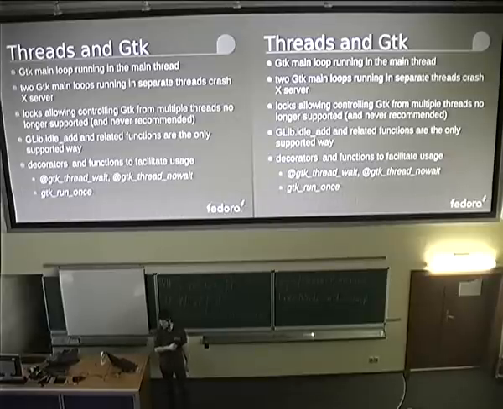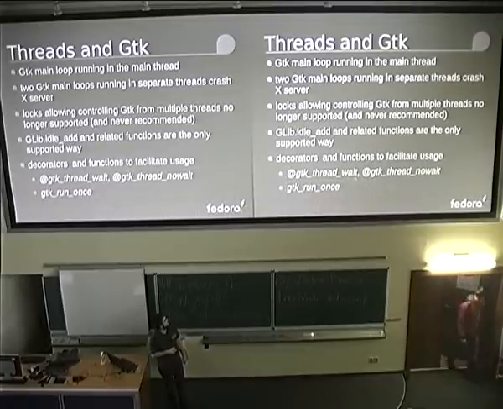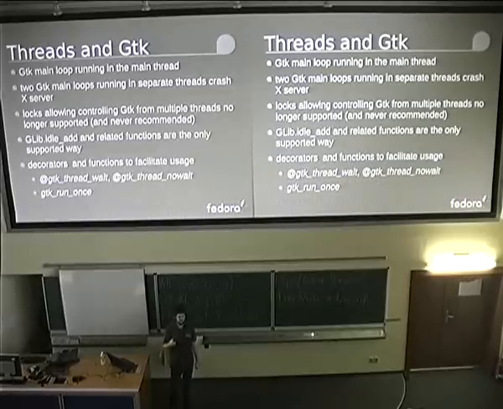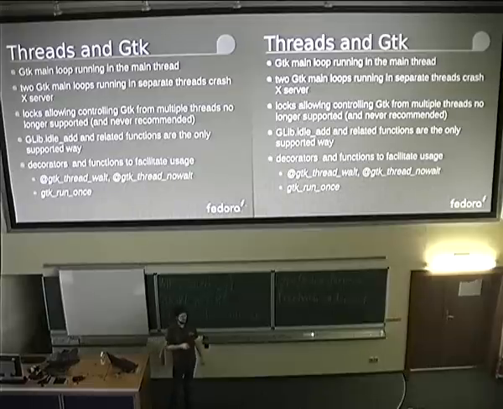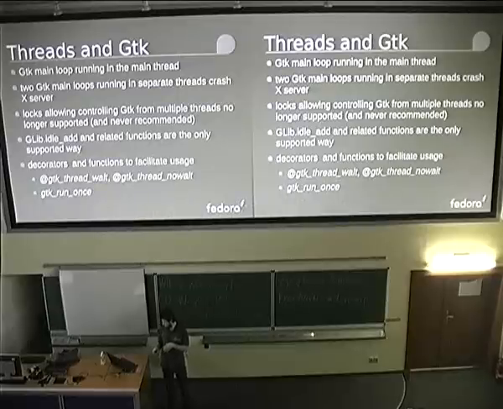Because of that, we have two decorators. One is GTK thread wait, that enables a thread to run a dialogue or something like that in the main loop and then get the result back. It's a blocking call. And then there is GTK thread no wait, that just puts the function to be called to the main loop so that it doesn't crash the X server. Also, there is GTK run once. It is only a helper function to ensure that the function that is added with idle add is not called forever.